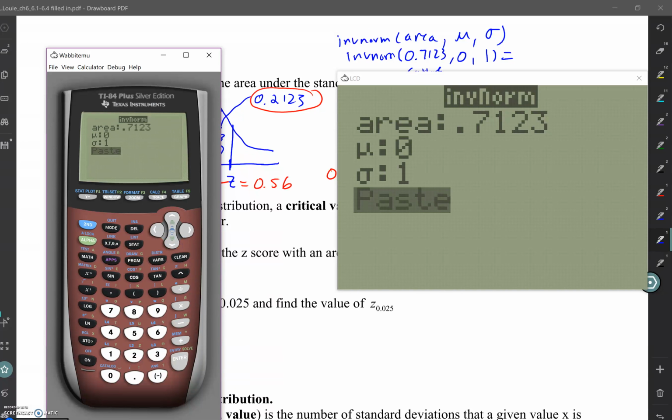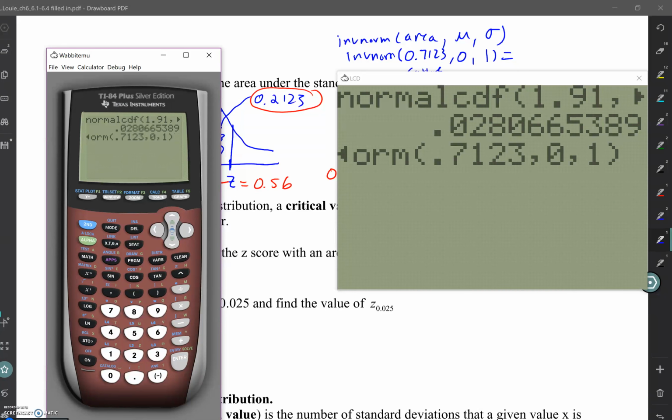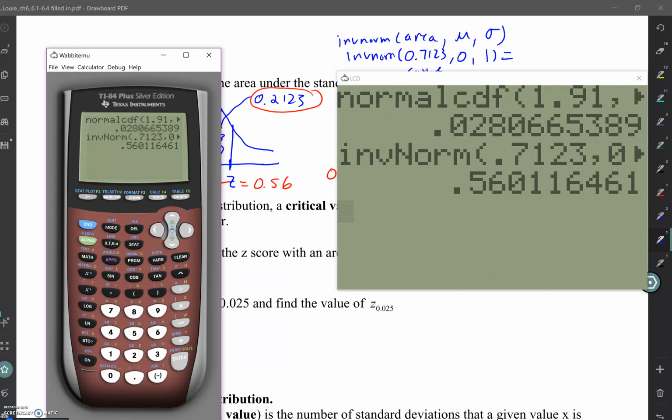If yours just pops up inverse norm, then it's going to want you to put it in with parentheses and commas in between. So just like normal, we'll put in our area, comma, the mean, comma, the standard deviation. And then we can hit enter, and it's going to pop it up. Now, notice this doesn't give me exactly what the table did, but your table is limited to what it can give you. Since your calculator is going to give you more decimals and be more exact, you can just round to 2 decimals because that's the z-score you'd get off your table. We can't get more than 2 decimals from the table.